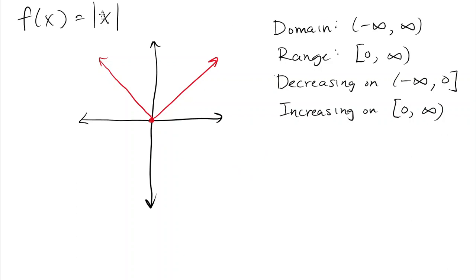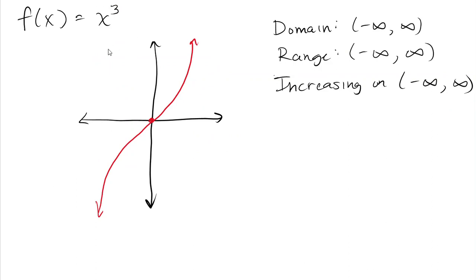The domain is all real numbers. You can plug any number you want in here. The range is again restricted because when you take the absolute value of a real number, you always get a non-negative output. The smallest possible absolute value you can get is 0. Just like the parabola, it decreases until you get to x equals 0, and then it increases after that. This is the graph of the absolute value function.